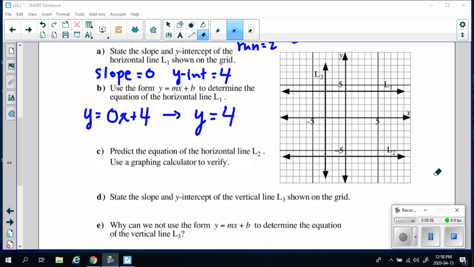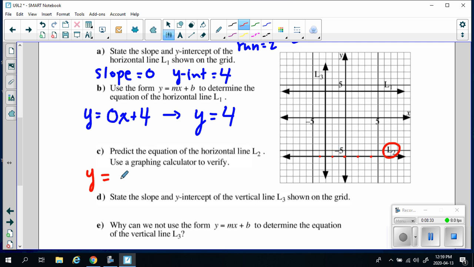Example C asks us to predict the equation of L2. Without having to go through all of that work determining the slope, calculating it, can we just guess what the equation of L2 is going to be? We can guess that it's going to take this format. Y is equal to some number. What is that number? Well, if you look at the points along this line, what is the y coordinate of every single one of them? It is negative 6. So you can simply use that as your equation, and that's a quick way to determine it if you know what you're doing. We're not going to use a graphing calculator to verify it.